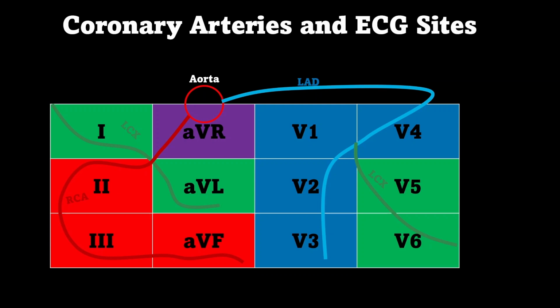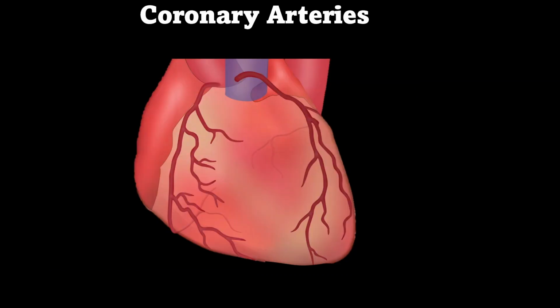A circumflex artery branches off of my LAD and supplies blood to the lateral side of my heart. And you're going to have elevation in 1, AVL, V5, or V6. If you have elevation in 1 and AVL, it's going to be called a high lateral STEMI. If it is V5, V6, it's going to be a low lateral STEMI. And my RCA supplies blood to the inferior or bottom part of my heart, so that's 2, 3, and AVF.